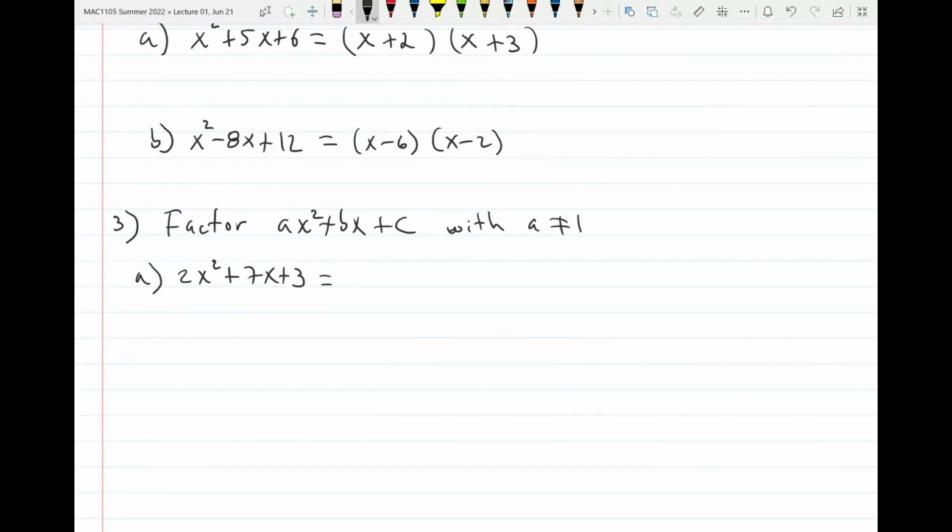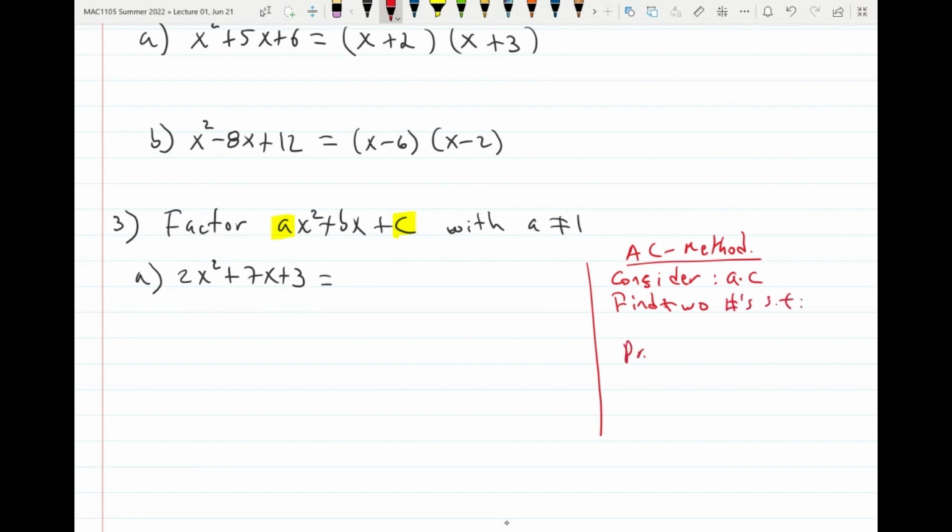So this is what we call the AC method. What we want to do is the following. You look at the product of A times C. Okay, so first you consider the number A times C. That's a number, okay? And then what you need to do is the following. Find two numbers such that the product equals A times C and the sum equals B.